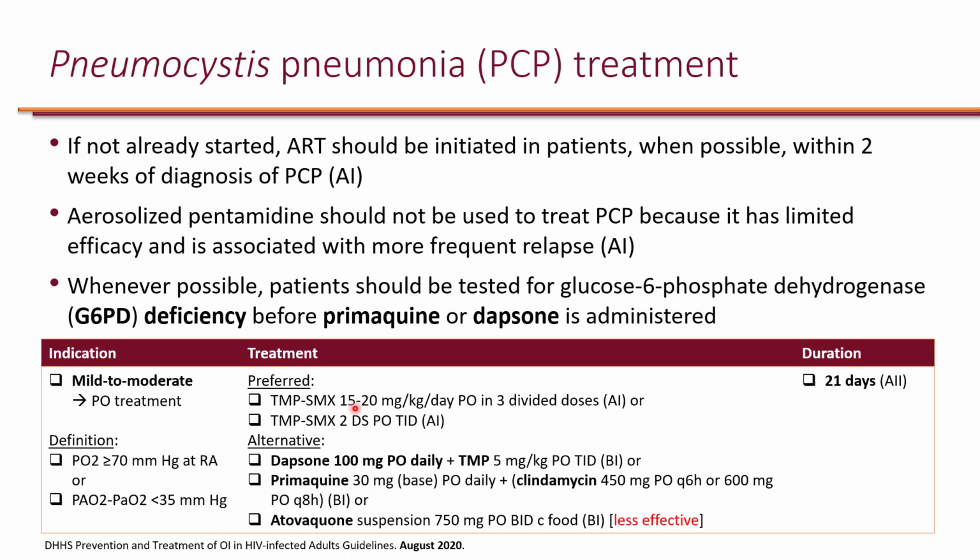So when you calculate 15 to 20 milligram per day, that's the total daily dose. You want to break it into 3 divided doses. And then you treat the patient for 21 days.